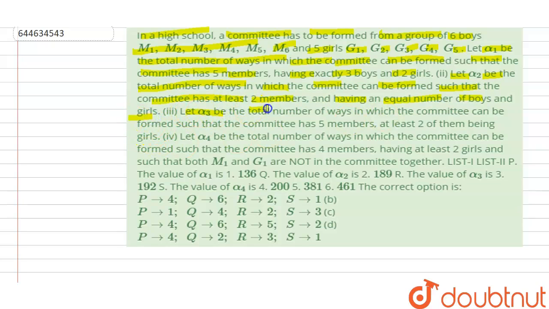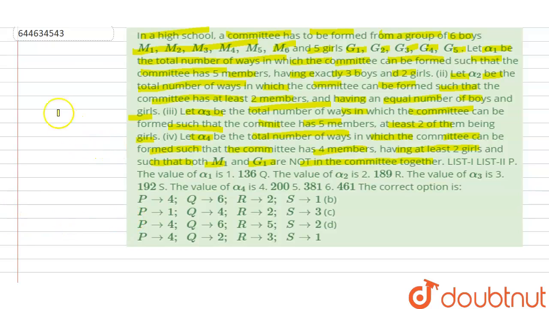Let alpha 3 be the total number of ways in which the committee can be formed such that the committee has 5 members, at least 2 of them being girls. Let alpha 4 be the total number of ways in which the committee can be formed such that the committee has 4 members having at least 2 girls, such that M1 and G1 are not in the committee together.